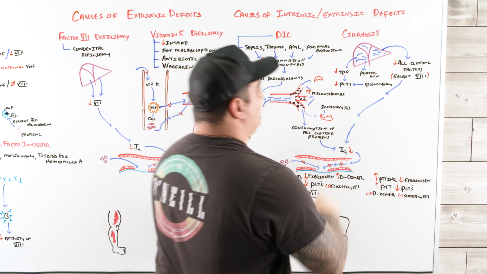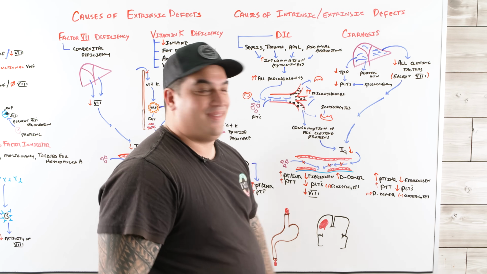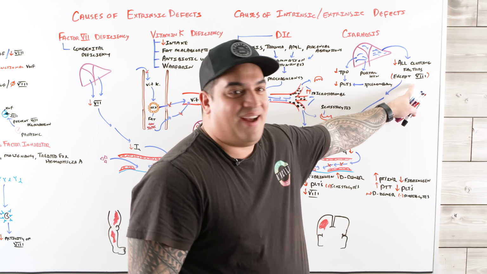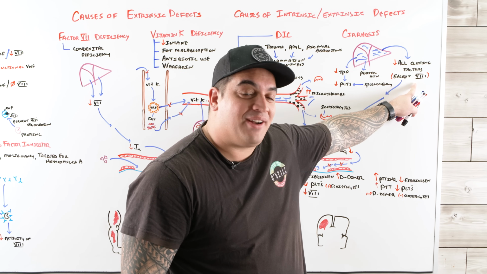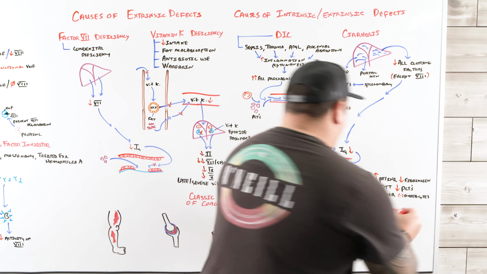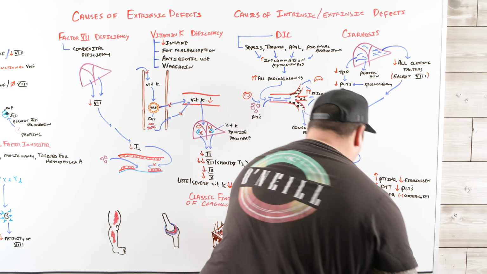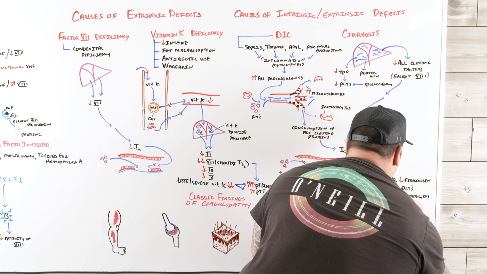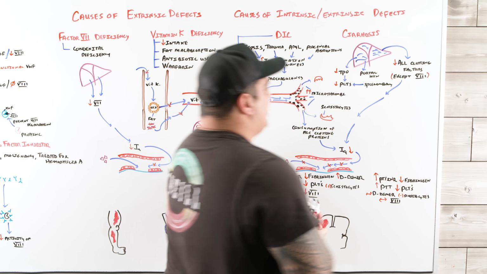And last thing, does the liver make factor VIII? No. So what would happen to the factor VIII levels? All the clotting factors would be deficient except for factor VIII. So I would check this and they would have a normal factor VIII level. So that's one of the big differences.